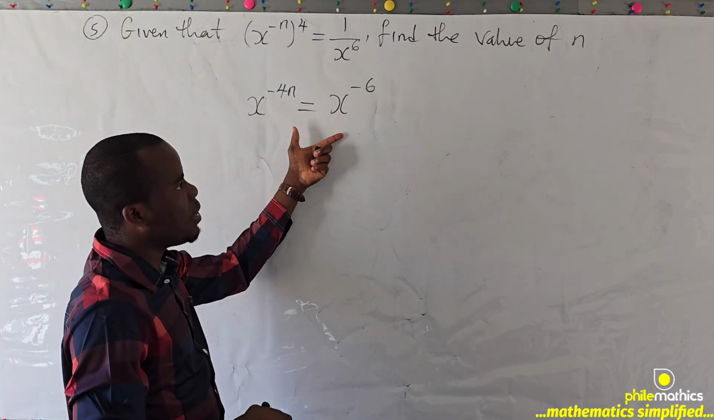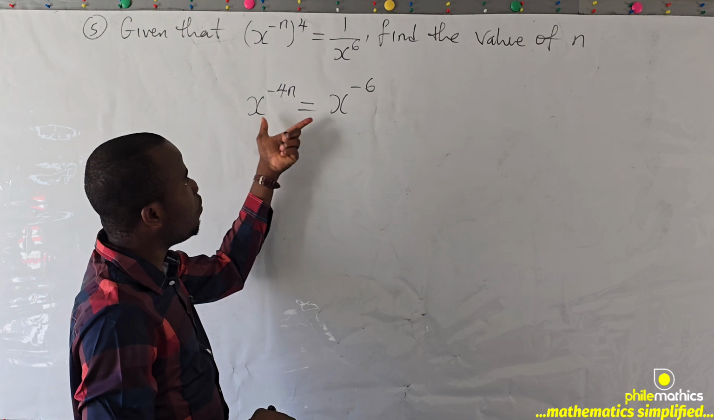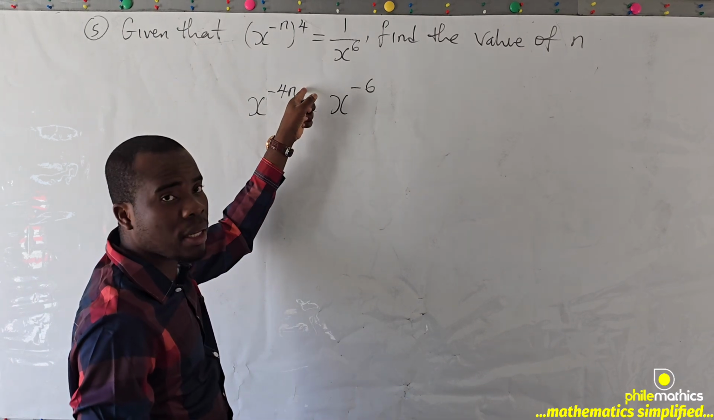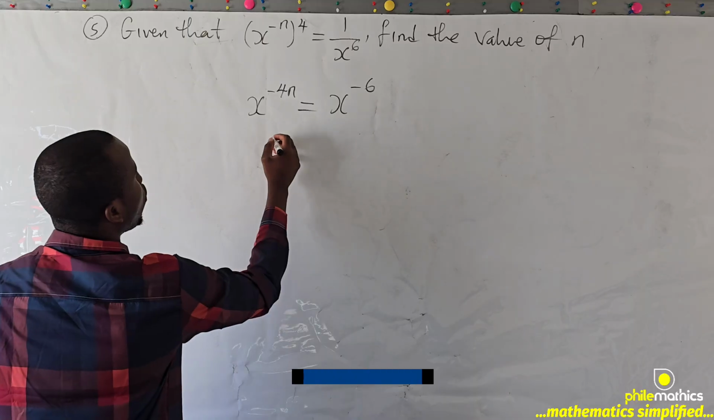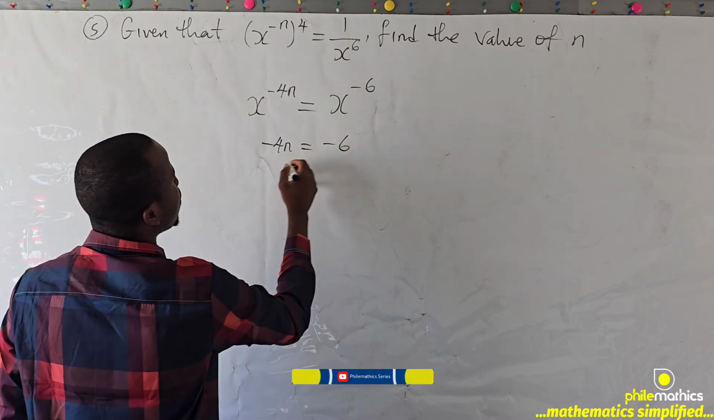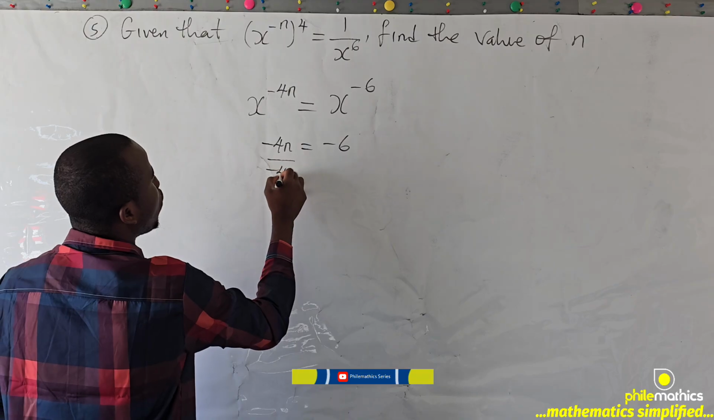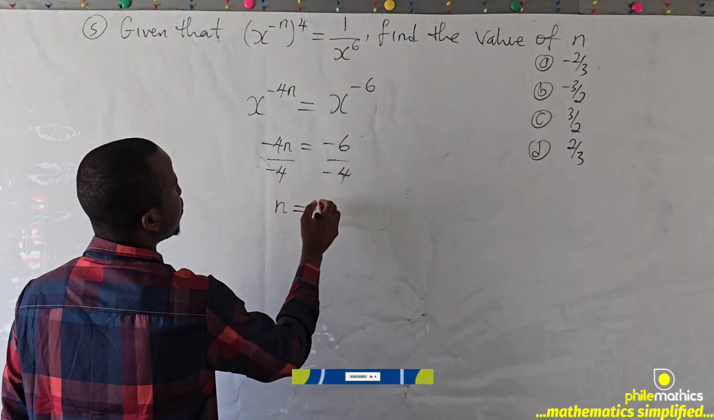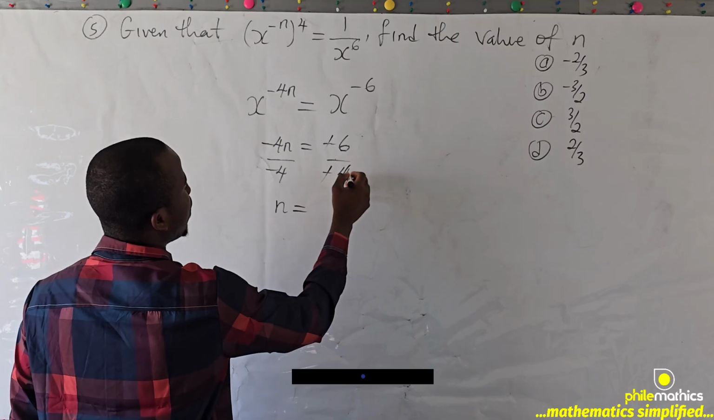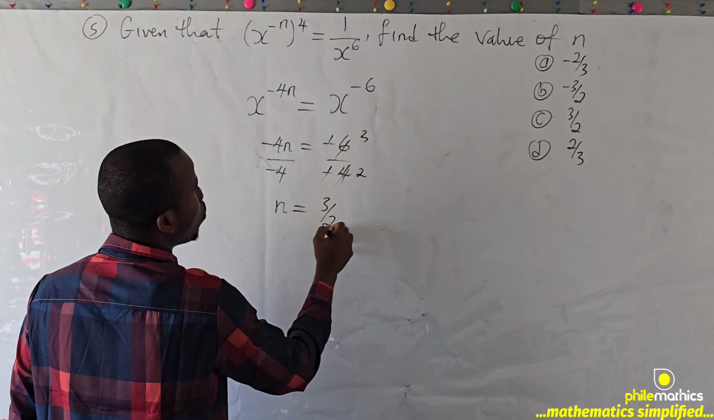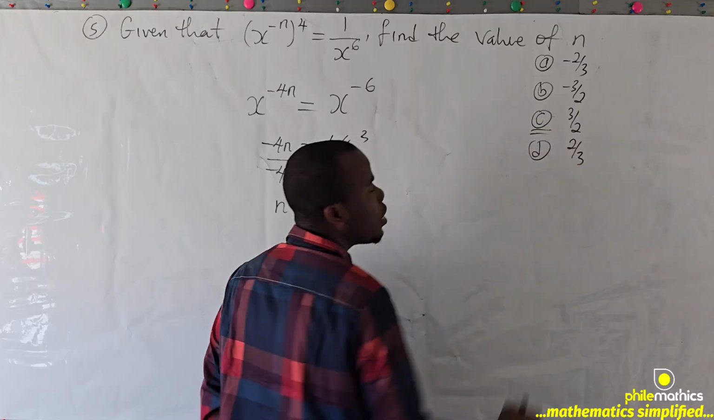From laws of indices, we know that if the bases are the same, their powers have to be the same. So we have minus 4n must equal minus 6. So you divide both sides by minus 4. And so n is, minus cancels minus, 2 here is 2, 2 here is 3. Simply 3 over 2, which is C.